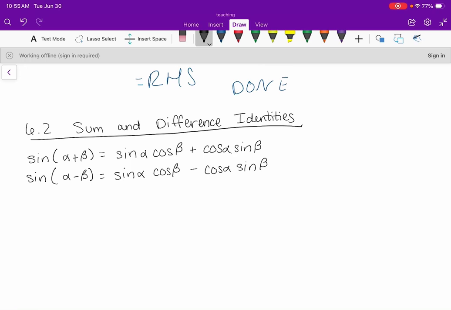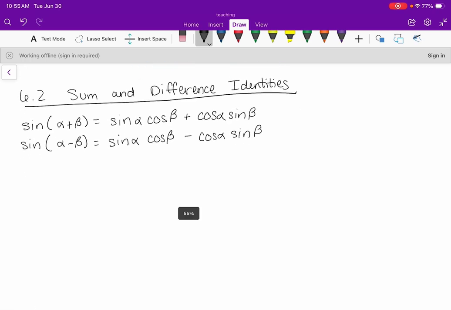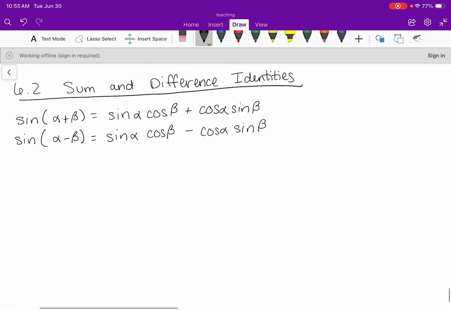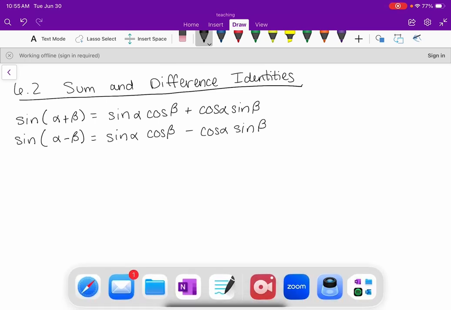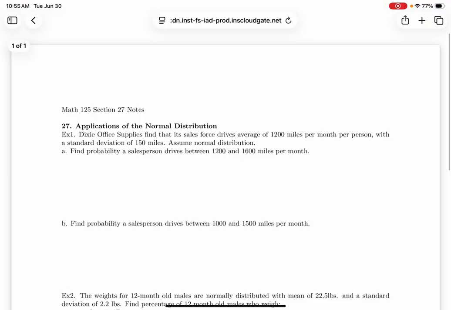Now these identities, if you are taking my class at least, are given to you on your test. So we'll have an identity sheet. I'll go ahead and show you that right now. So I'm going to pull it up on our Canvas.